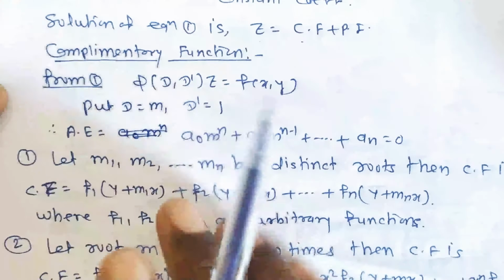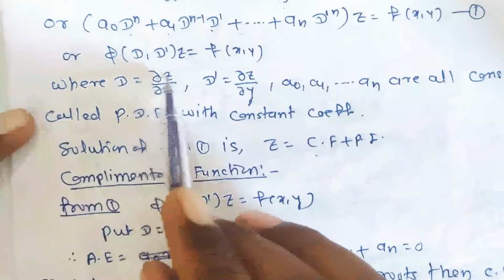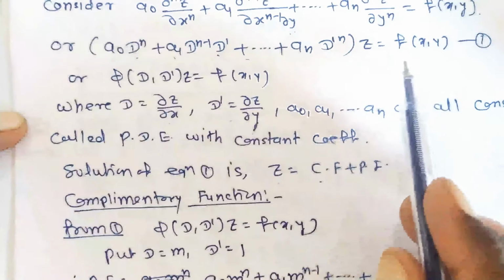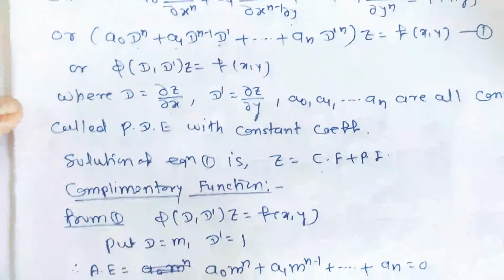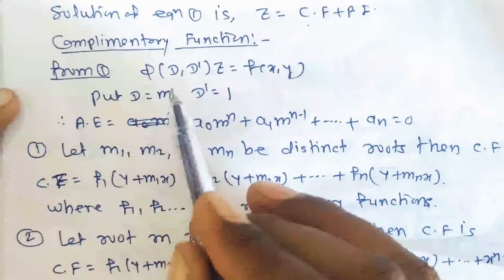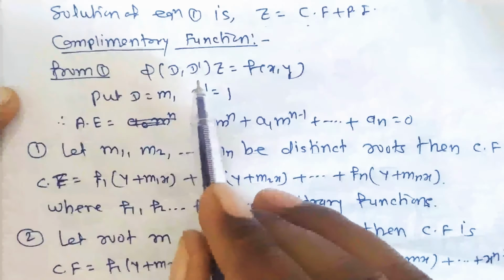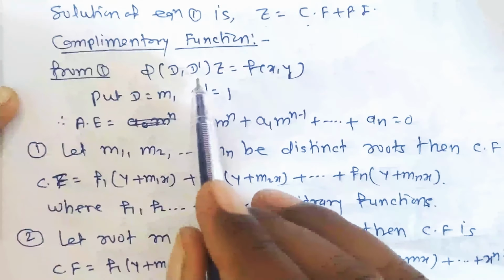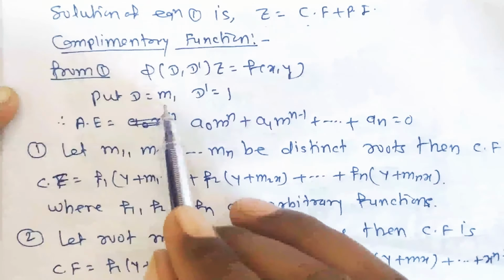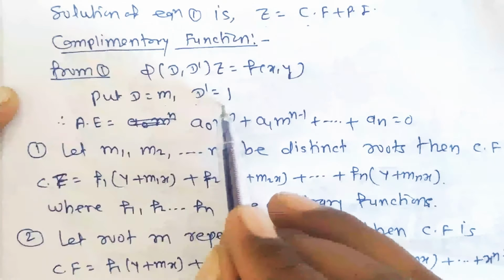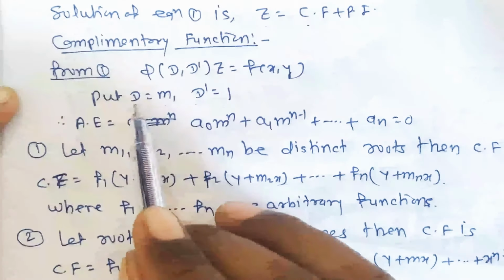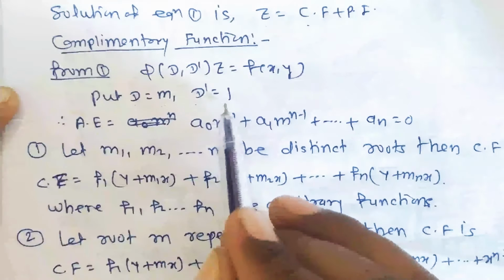What is complementary function? Suppose phi of D, D dash into z is equal to f of x y is the given linear partial differential equation with constant coefficient, and we have to find the complementary function of this. So first, in this phi of D, D dash, we have to put D equal to m and D dash is equal to 1. Listen carefully, this step is a new step here.